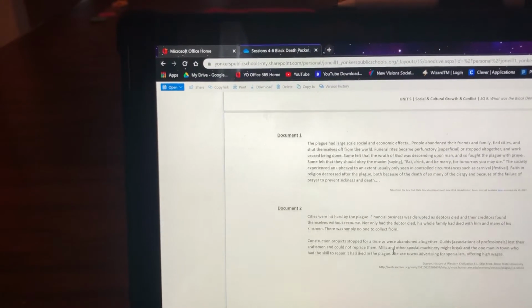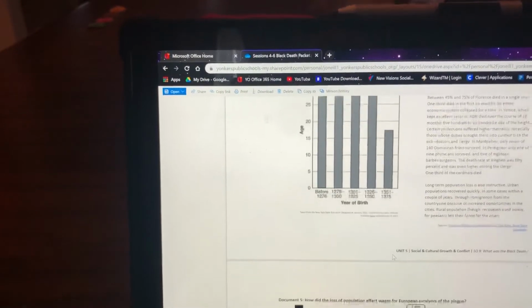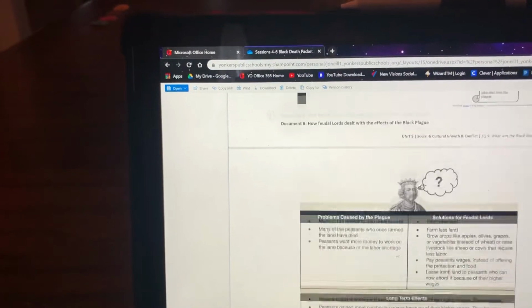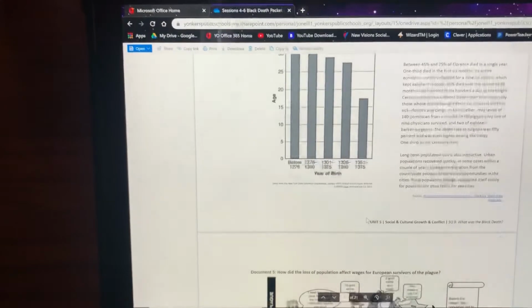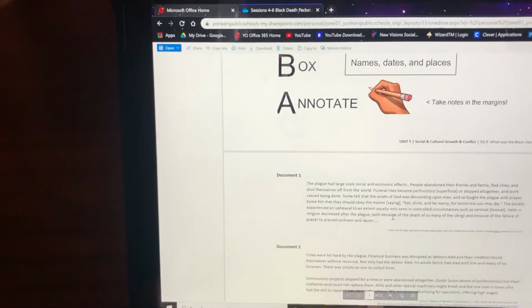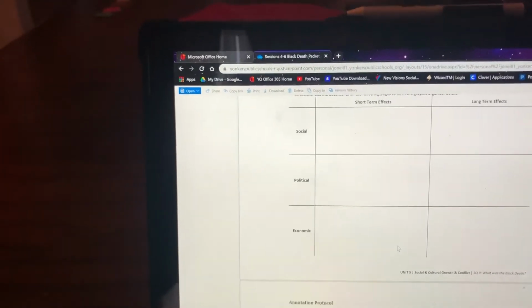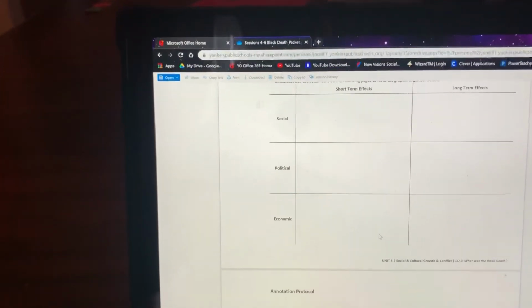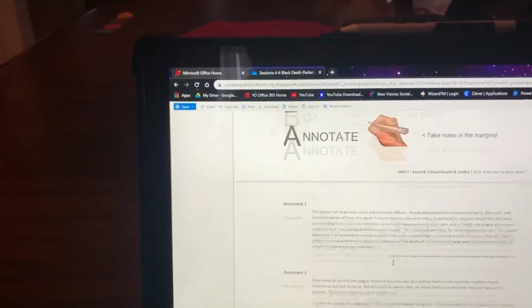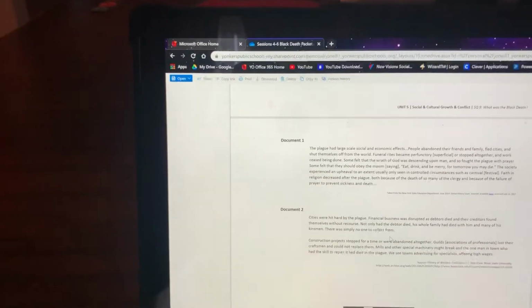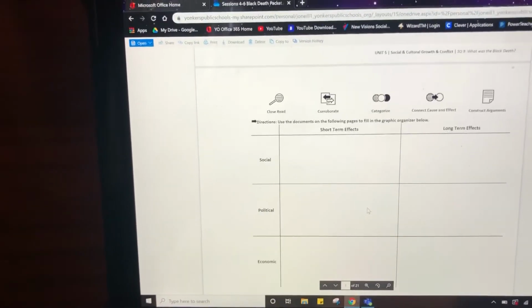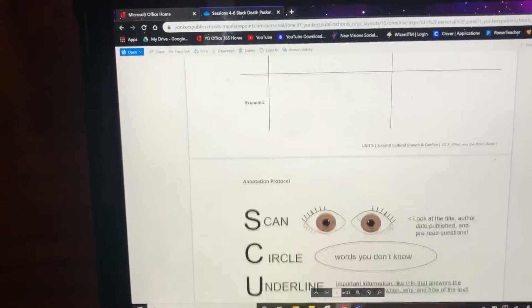So what you're going to do is look at these documents. There are 6 documents: 1, 2, 3, 4, 5, and 6. Using the annotation strategy of SCUBA, you're going to look for social, political, and economic effects, and whether they are short-term or long-term. As you go through the reading, you're just going to annotate, and look for evidence of short and long-term effects, and of political, social, and economic effects as well.